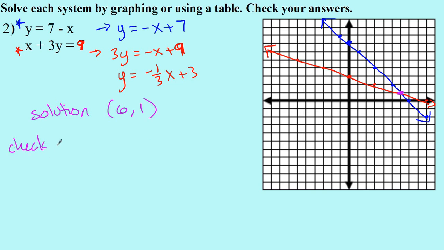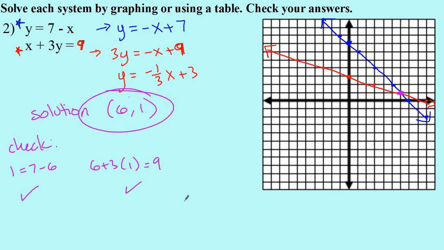We can check it by plugging it in. So we get 1 equals 7 minus 6. That one works. Plug it into the second equation: 6 plus 3 times 1 equals 9, and that works. So we're good.